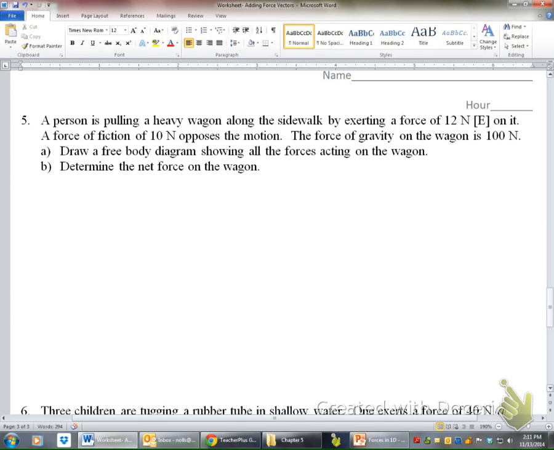Okay, so our free body diagram looks something like this. We have an eastward force pulling on it of 12. We have friction, which is 10. And if I want to label these, I could call them force pull if I want to. And this would be called what? Force of friction. Yeah, F sub F.